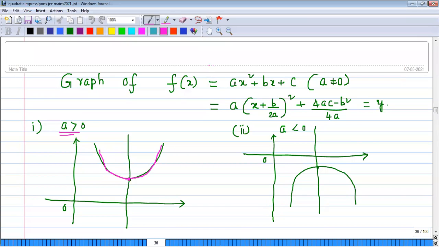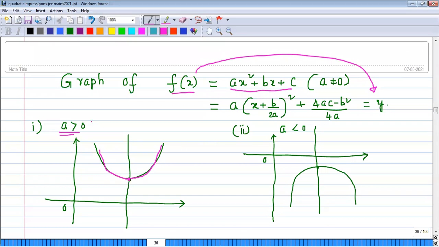We have been discussing the graphs of f of x. For example, f of x is equal to ax square plus bx plus c, where a does not equal 0. That can be put in the form of a times x plus b by 2a whole square plus 4ac minus b square by 4a. Even f of x, we can say y also sometimes, or y is equal to ax square plus bx plus c.